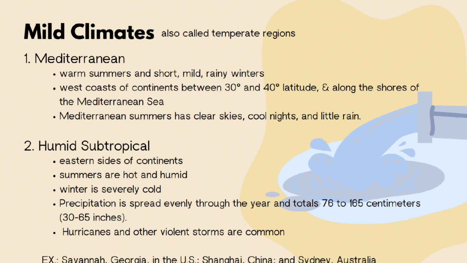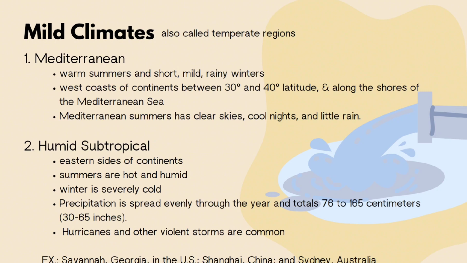Regions with mild and continental climates are also called temperate regions. In these parts of the world, climate is influenced mostly by latitude and a region's position on the continent. Mediterranean climates have warm summers and short, mild, rainy winters. Mediterranean climates are found on the west coast of continents between 30 and 40 latitude and along the shores of the Mediterranean Sea. Mediterranean summers feature clear skies, cool nights, and little rain.